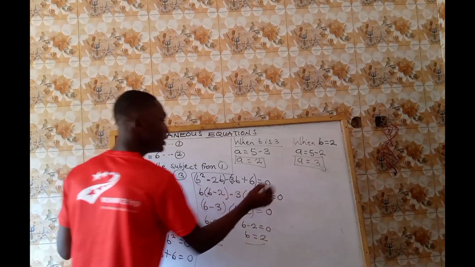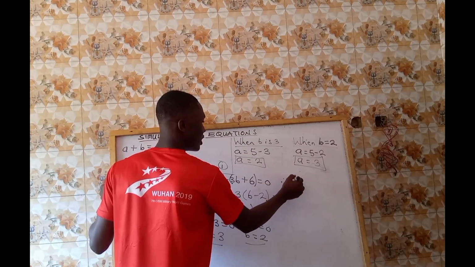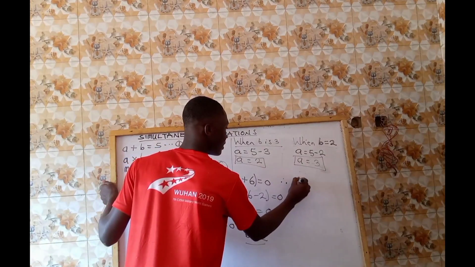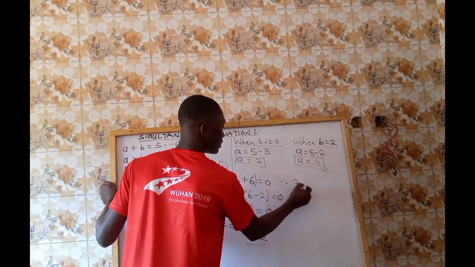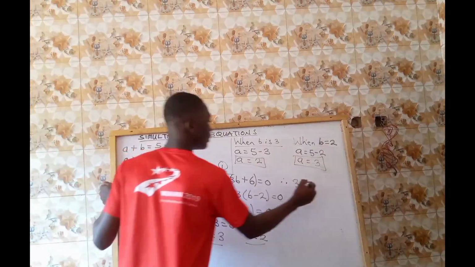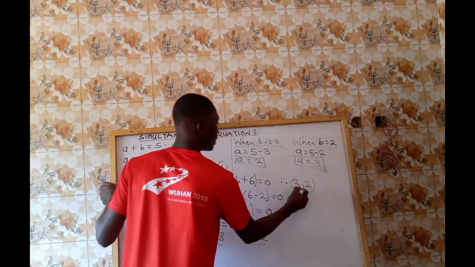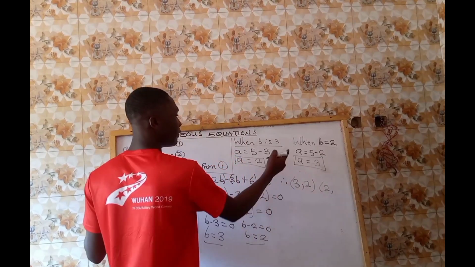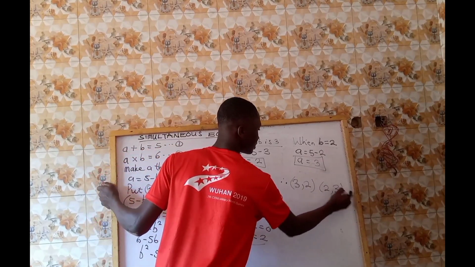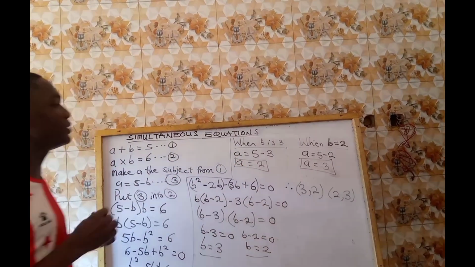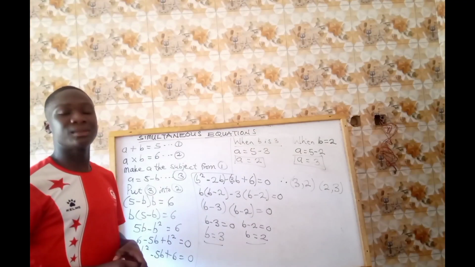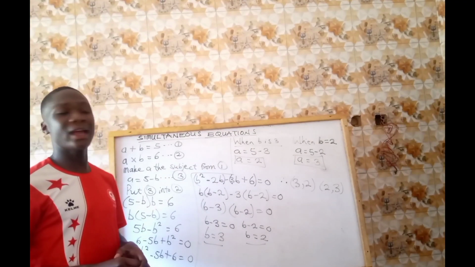So you can conclude that when b is 3, the value of a is 2. And then when b is 2, the value of a is 3. So this will be our final answer. This is how to solve simultaneous equations which have a quadratic equation.